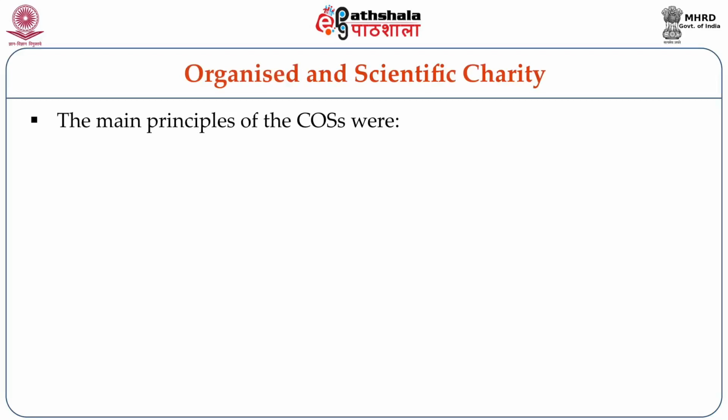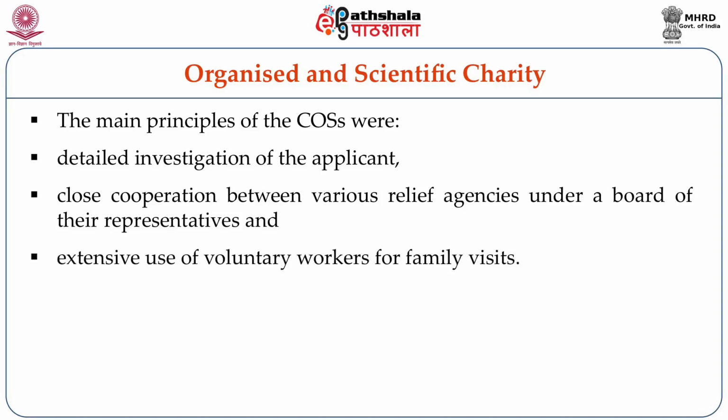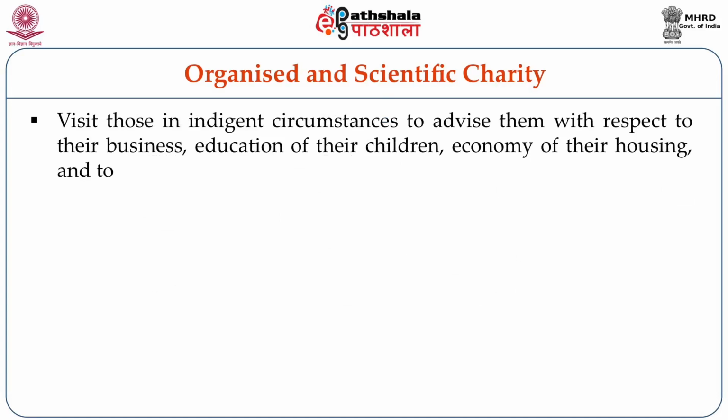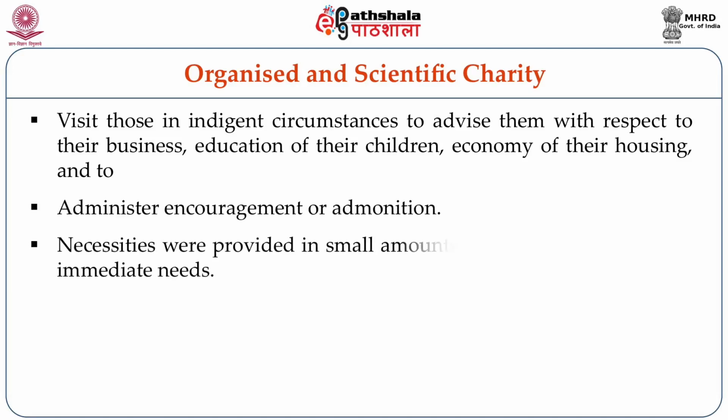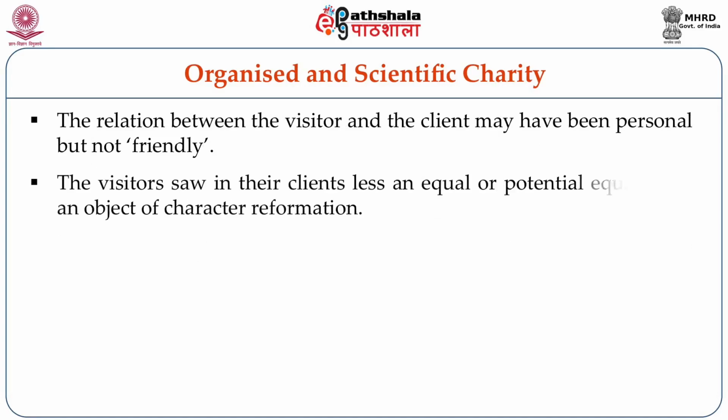The main principles of the COSs were detailed investigation of the applicant, close cooperation between various relief agencies under a board of their representatives, and extensive use of voluntary workers for family visits. The duties of the friendly visitors in a district were, first, to visit those in indigent circumstances and advise them with respect to their businesses, education of their children, and economy of their housing. Second, administer encouragement or admonition. And third, necessities were provided in small amounts, just enough to meet the immediate needs. The relation between the visitor and the client may have been personal but not friendly. The visitors saw in their clients less an equal or potential equal than an object of character reformation.